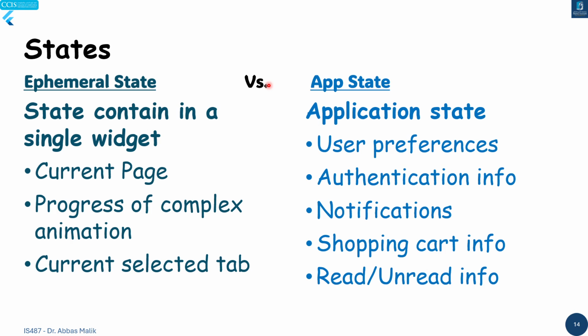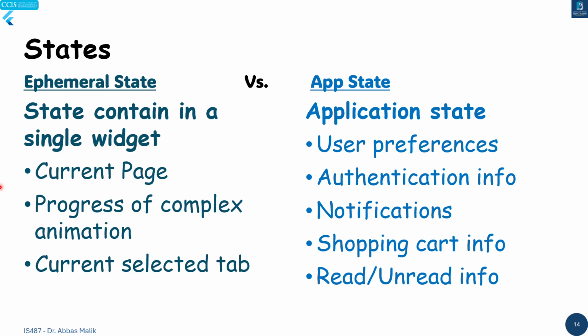Then we also have the states. We have the application state. We also have the ephemeral state. State contained in a single widget is called the ephemeral state, for example the current page, the progress of a complex animation, or the current selected tab. The application state is more like user preferences.